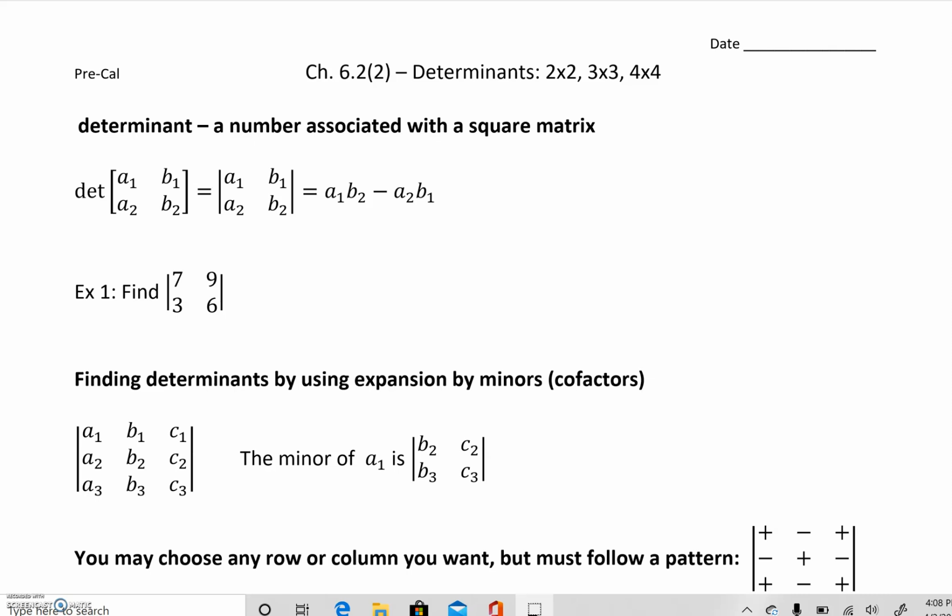All right, so we're going to be finding the determinants of different matrices today. A determinant is just a number associated with a square matrix. So a square matrix meaning it's 2 by 2, 3 by 3, 4 by 4, so on and so forth.